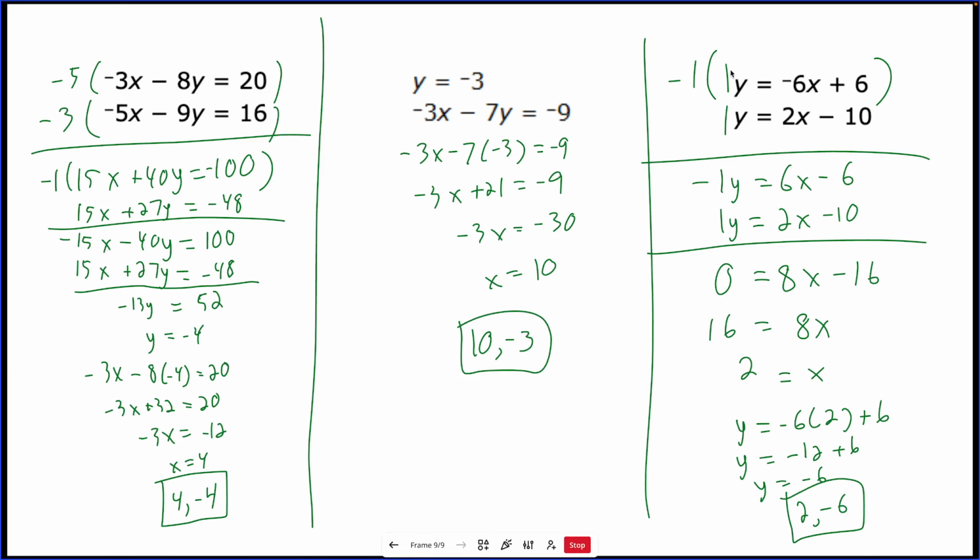Even though it's set up differently, just remember that this is one y here, 1y here, and so you just need to multiply one of them by -1. And then when you add down, you get a 0, and then solve for the x.